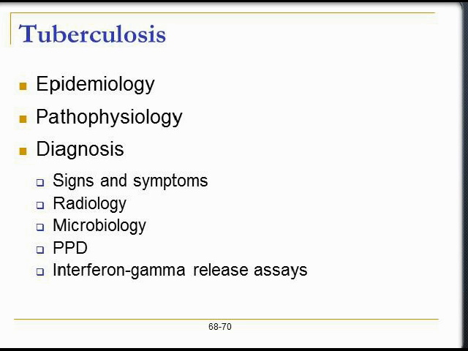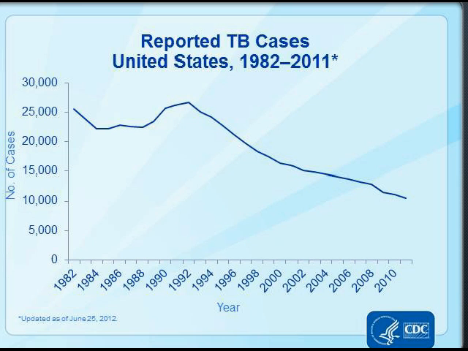Okay, my last thing I'm going to spend time with, the last 10 minutes or so, is tuberculosis. Tuberculosis begins on page 68, and I have a lot of information on epidemiology, pathophysiology, and diagnosis. Just to go over a little bit on epidemiology, I have some slides from the CDC. These are the number of cases of TB in the U.S. from 1982 through 2011. You can see that the rate continues to go down, and it's been going down for the past 30 years, except for the little HIV blip that you see there.